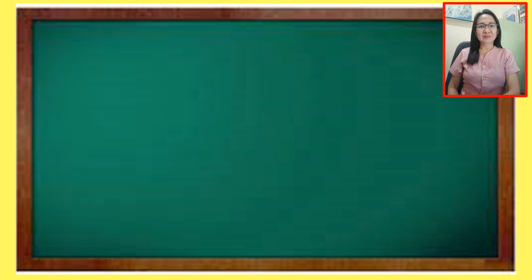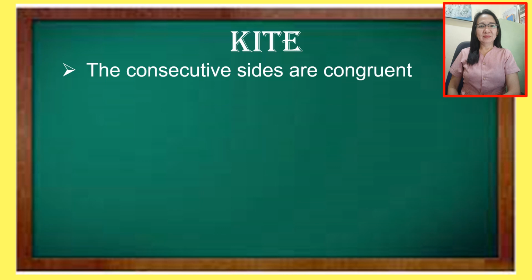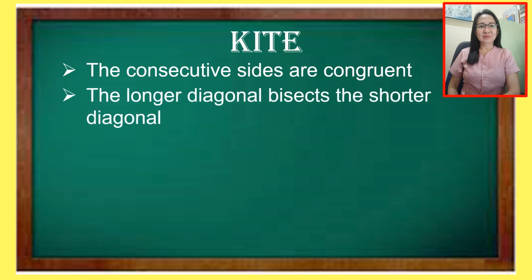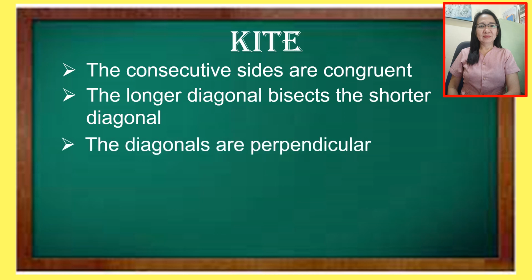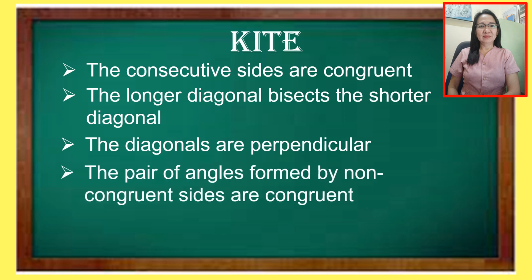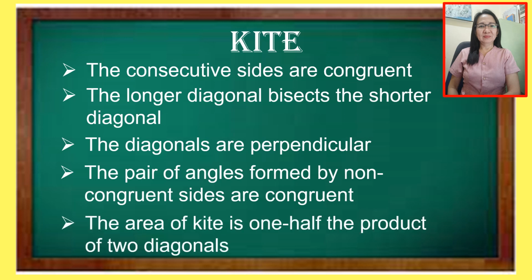Now let us recall the different concepts of kite that are very applicable in solving problems. First, the consecutive sides are congruent. The longer diagonal bisects the shorter diagonal. The diagonals are perpendicular, forming 90-degree angles. The pair of angles formed by non-congruent sides are congruent, and the area of kite is 1/2 the product of the two diagonals.